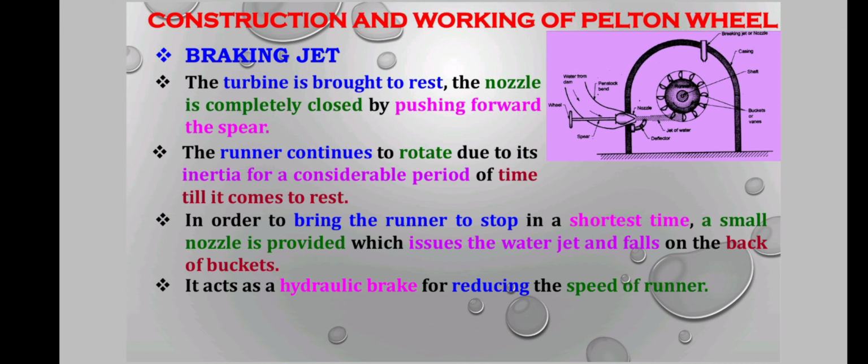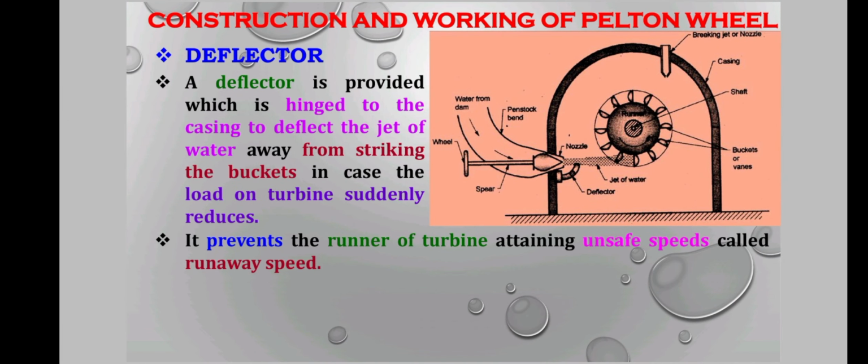Braking jet. To bring the turbine to rest, the nozzle is completely closed by pushing forward the spear. The runner continues to rotate due to its inertia for a considerable period of time till it comes to rest. In order to bring the runner to a stop in the shortest time, a small nozzle is provided which issues a water jet that falls on the back of the buckets. It acts as a hydraulic brake for reducing the speed of the runner.